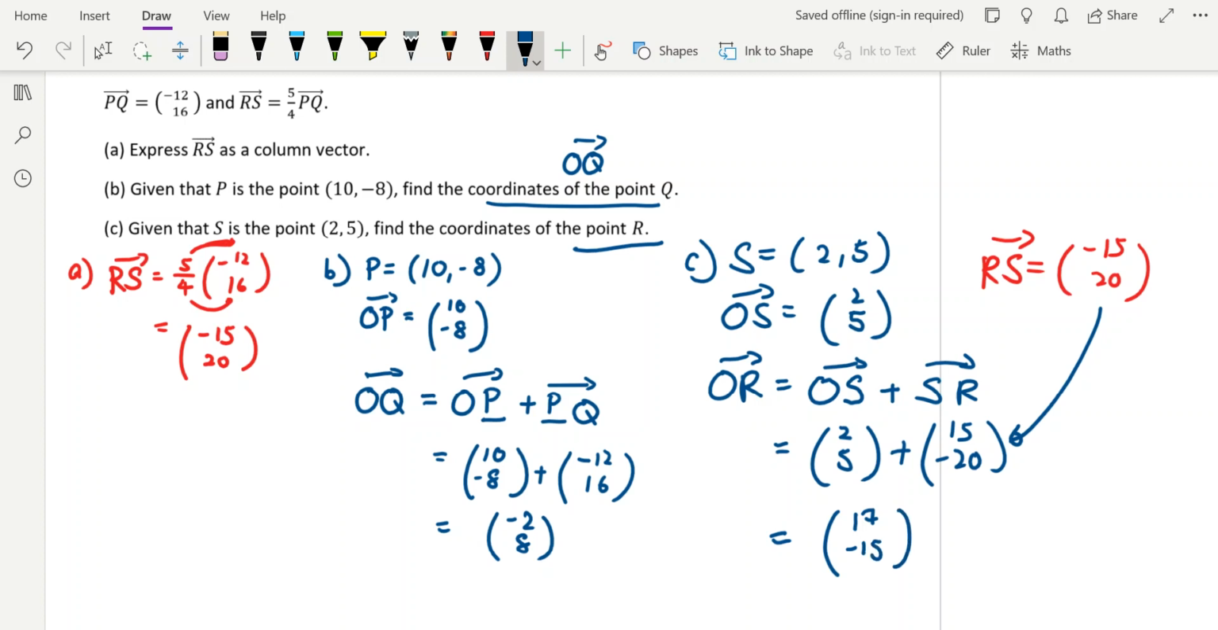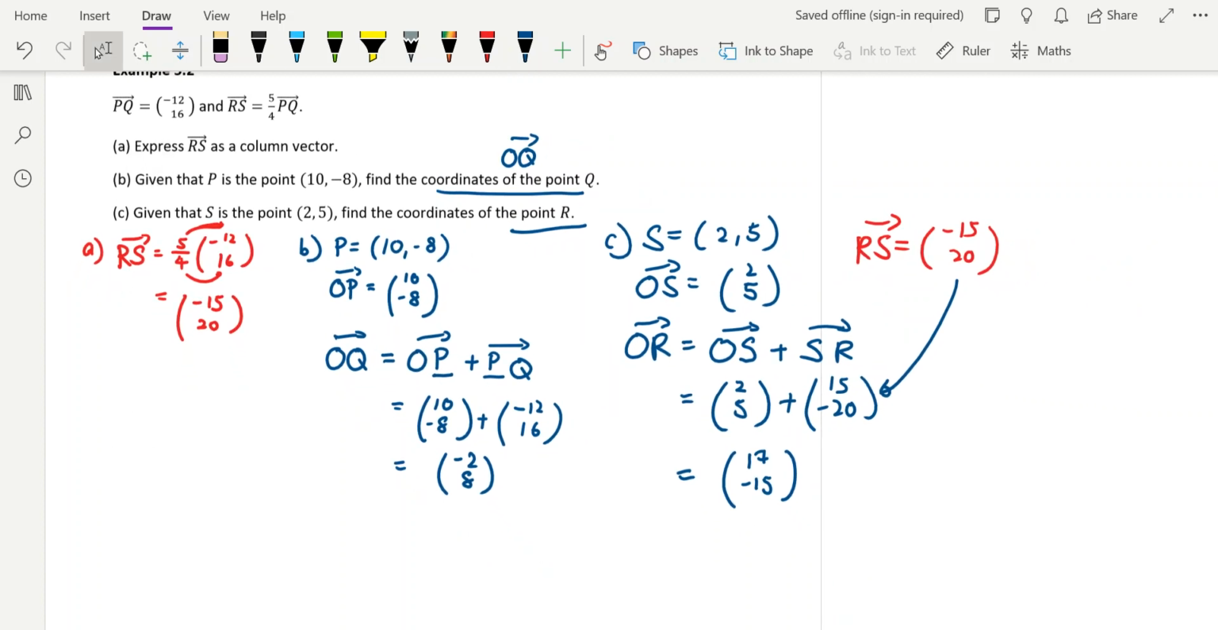However, these two examples that I did, the answer is wrong because the question is asking for coordinates. So please, at the end, write Q is (-2, 8) for coordinates. R is (17, -15).